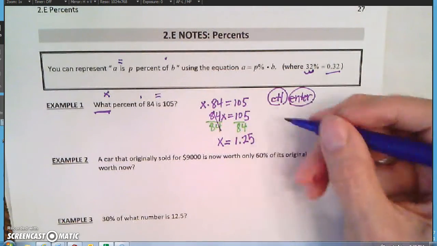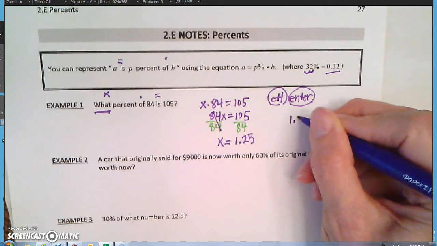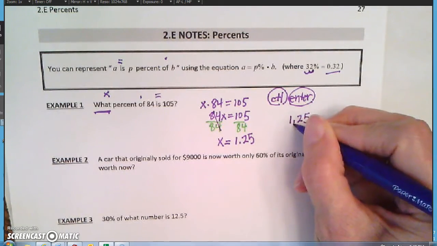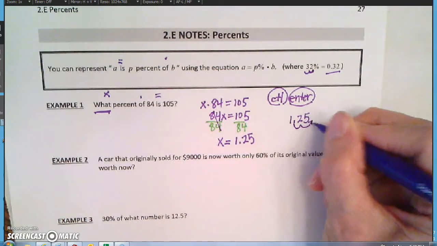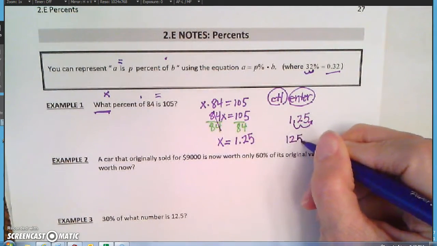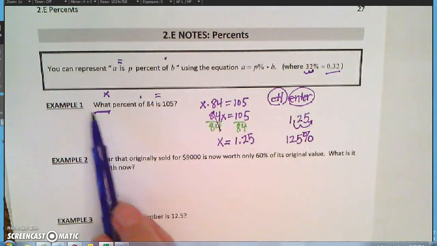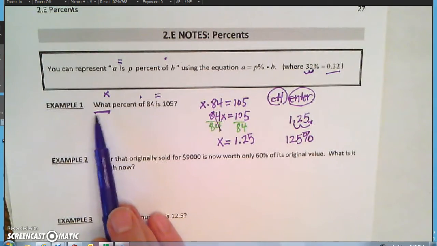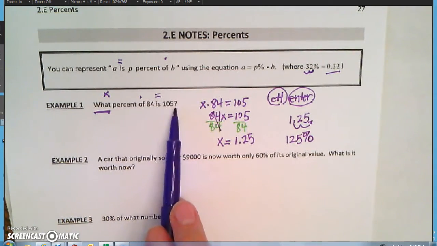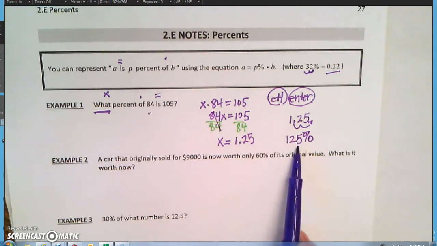Now 1.25, remember, x is a percent, so we want to change the 1.25 back to a percent by moving the decimal point back to the right 2 places, and we come up with 125%. So remember, looking back at our original problem, what percent of 84 is 105? Well, 105 is bigger than 84, so it makes sense that our answer, 125%, is bigger than 100%.